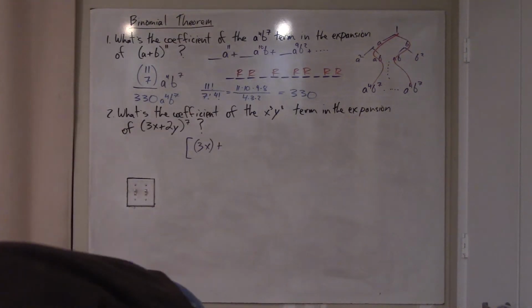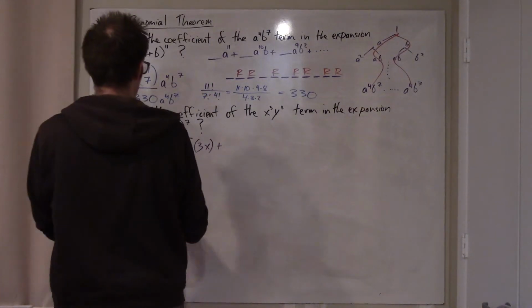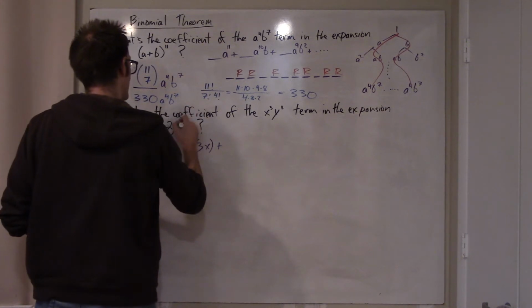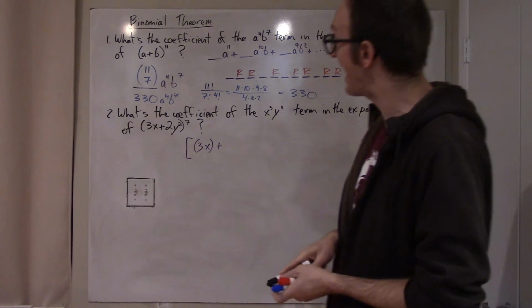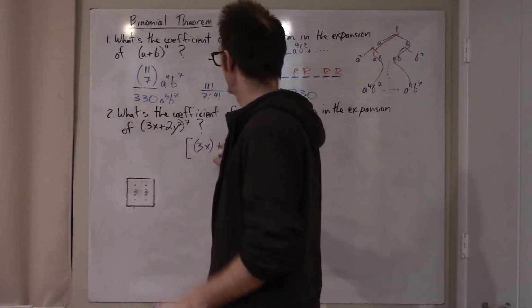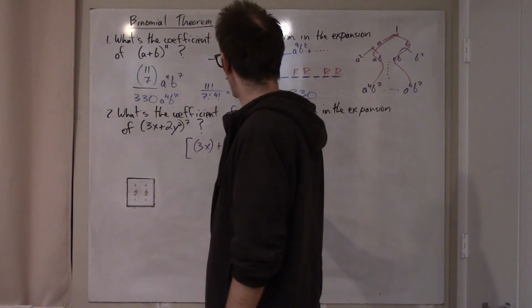Is this even the right problem? No. This should be a y squared here. That's what it says in the packet, so that's what I meant to write on the board. Okay, so that means that a is 3x, and b, so to speak, is 2y squared.